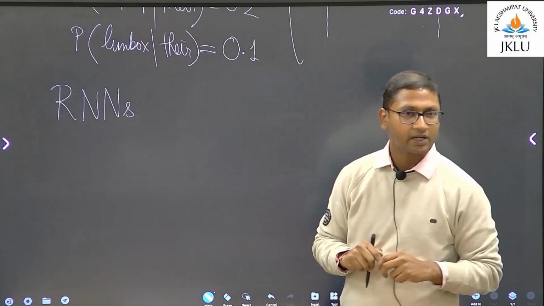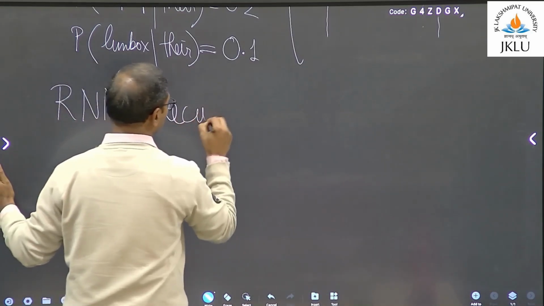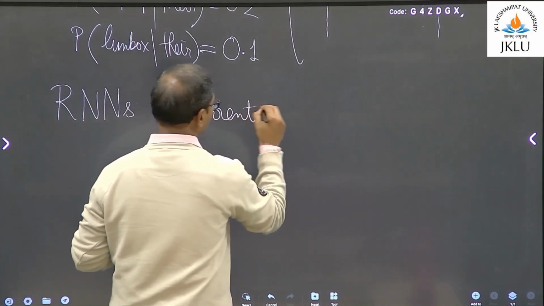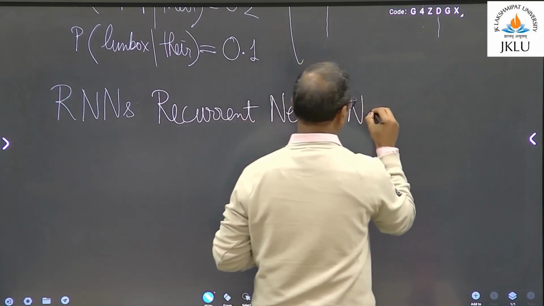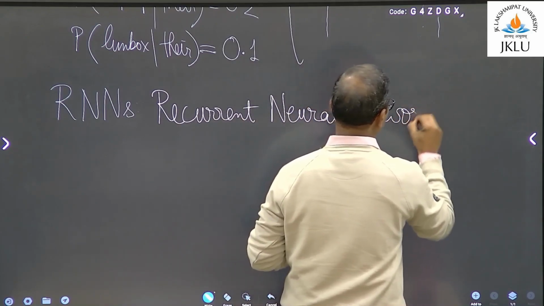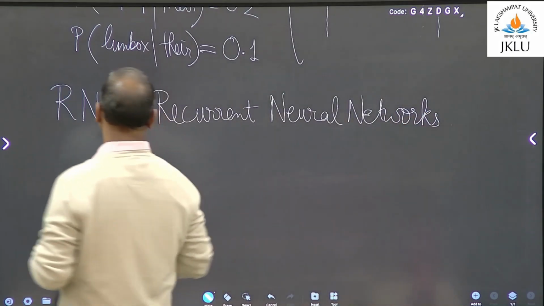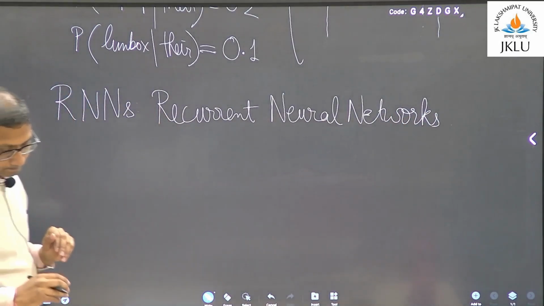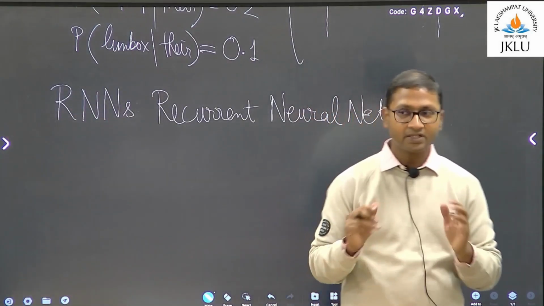What is the full form of RNN? Recurrent neural networks. So what are RNNs? Has anybody seen this structure before?